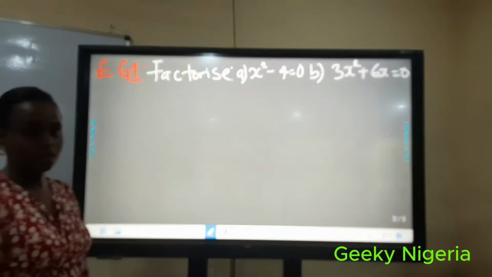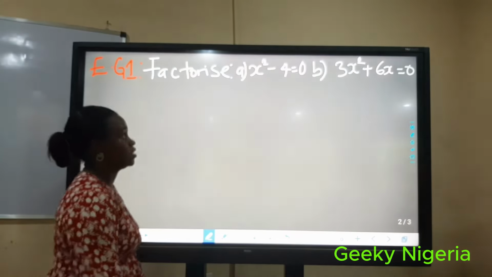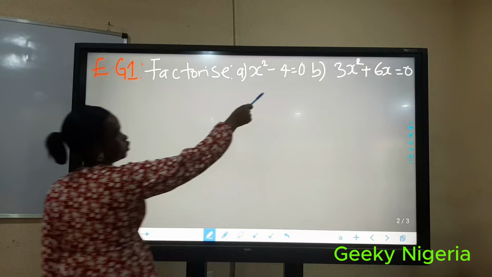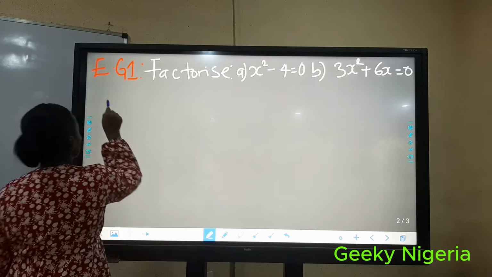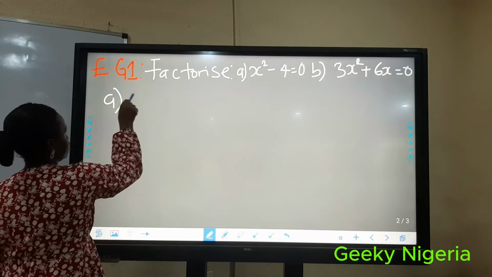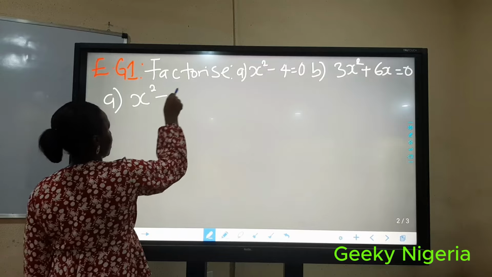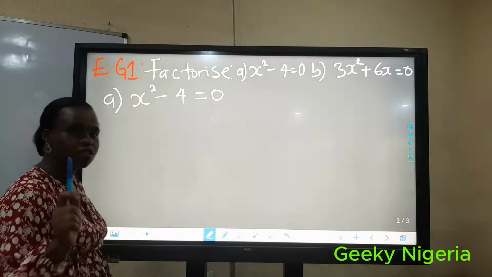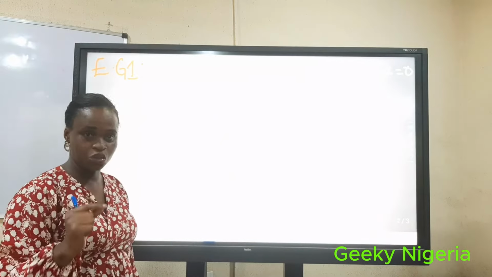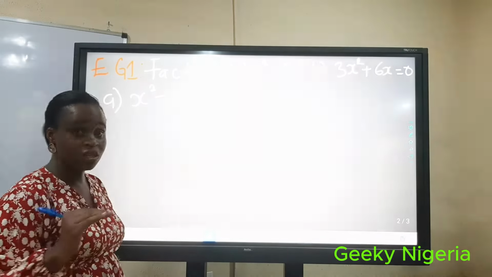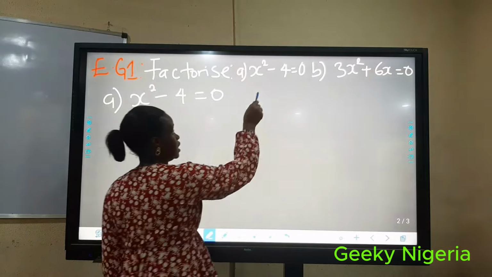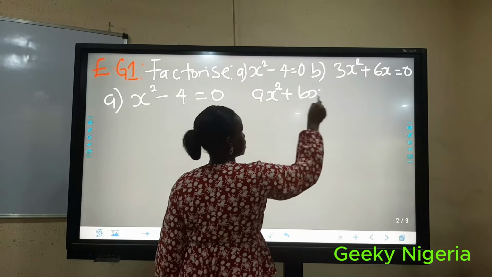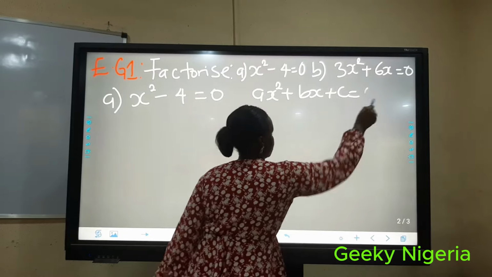So we're going to take this example. The first example says factorize x squared minus 4 equals 0. Let's take our a first. We have x squared minus 4 is equal to 0. So if we relate it first to our general expression of a quadratic equation, our general expression is ax squared plus bx plus c is equal to 0.